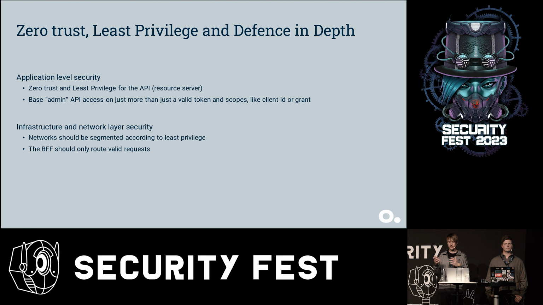So we should also have a firewall or a gateway of some sort in front of us, giving us some basic protection. How to build secure APIs is a talk of its own, and we just want to highlight one thing. Be careful and do not base admin or system integration API access on just a valid token and scopes. Use something more like maybe client ID, grant, or authenticator method, because scopes tend to give more permissions over time, especially in larger organizations.